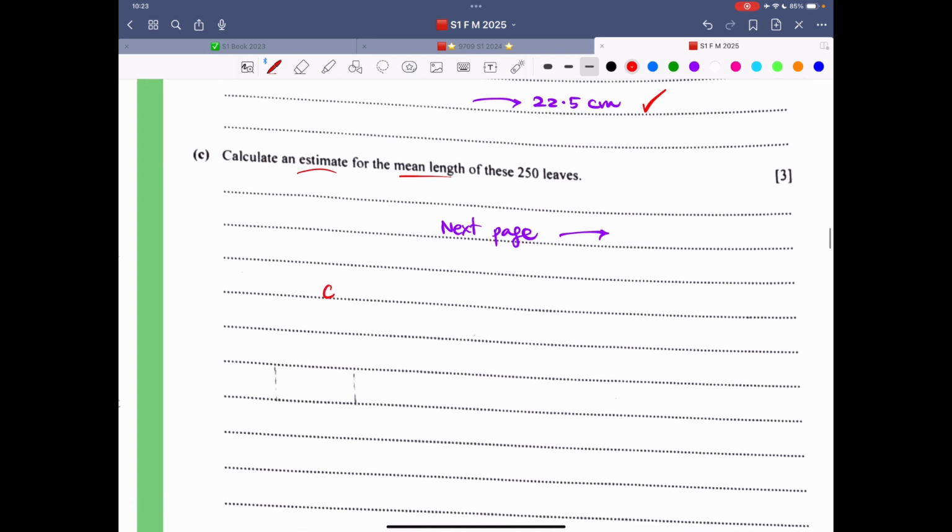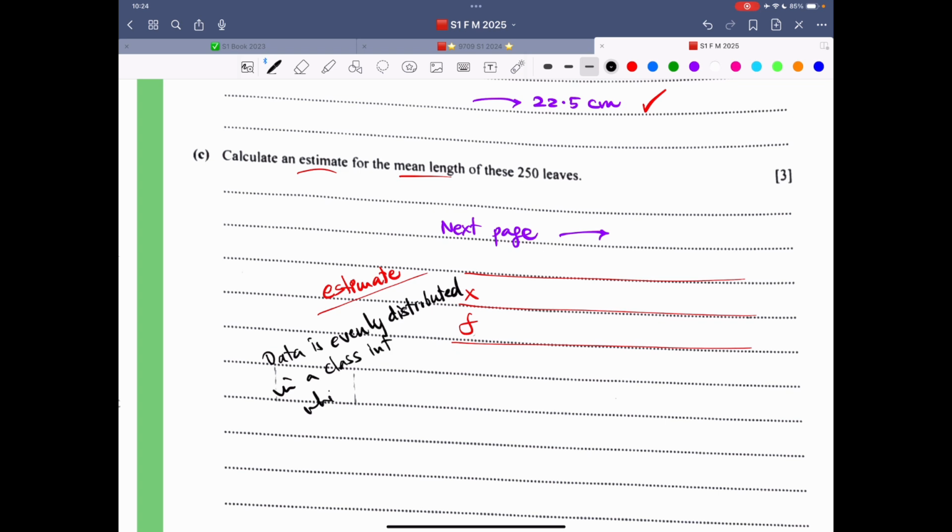Now, giving you some extra knowledge, which I think the examiner has not asked as yet. Why is this an estimate? Because when we draw a frequency distribution table, we assume that the data is evenly distributed in a class interval, which may or may not be the case.